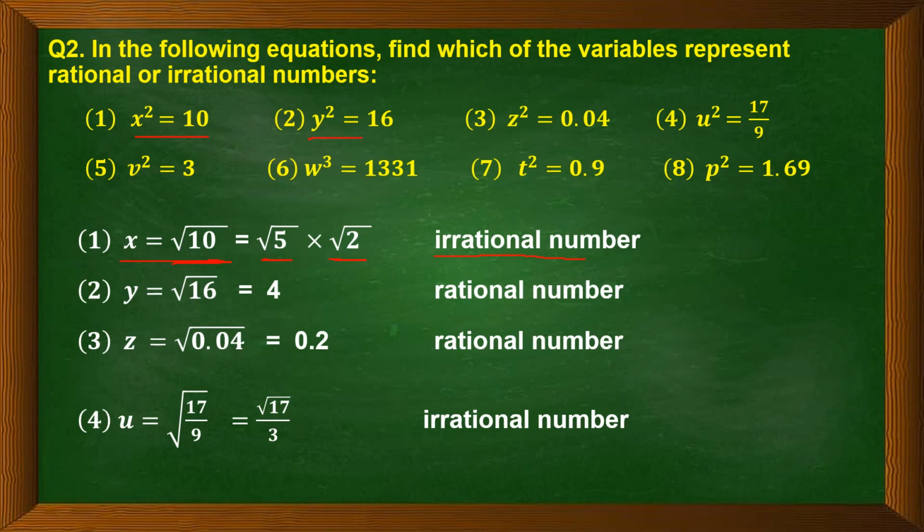Next is y square is equal to 16. So we can say y is equal to root of 16, which is equal to 4. And 4 is a rational number. Therefore, y represents a rational number.